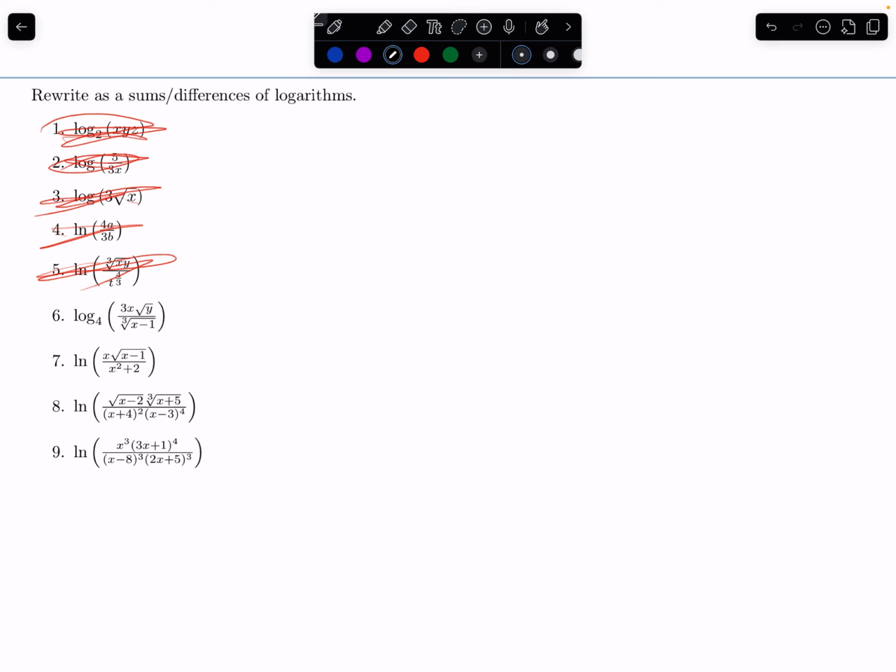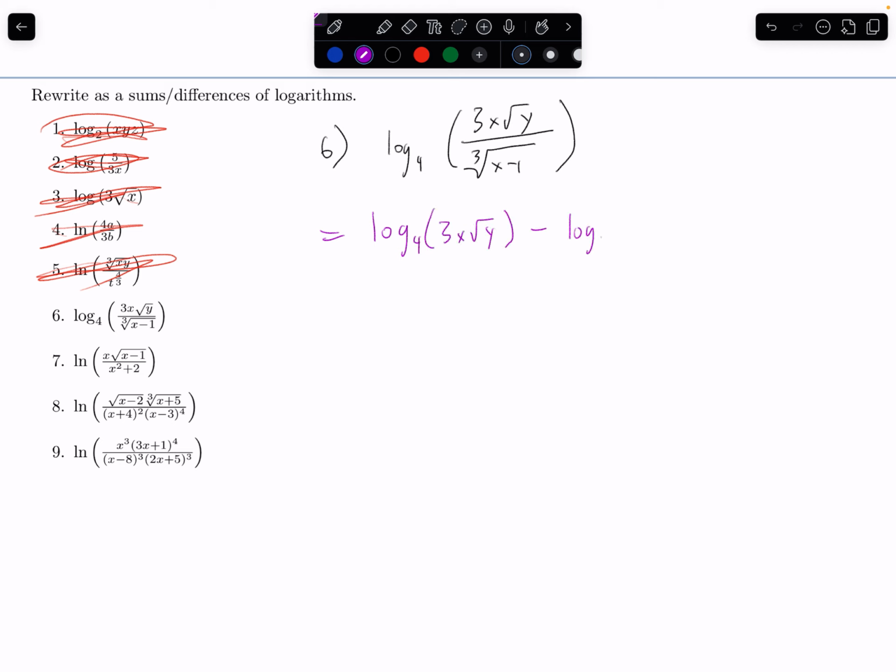All right, number 6. I've got log base 4 of 3x root y. It's looking like this big ugly thing. But again, don't worry. Just do one little step at a time. This is log base 4 of the top minus log base 4 of the bottom. Okay, let's take a moment to just rewrite with powers instead of radicals.